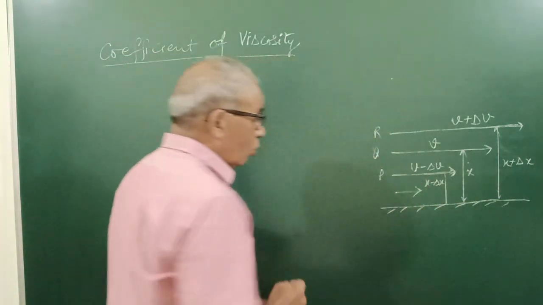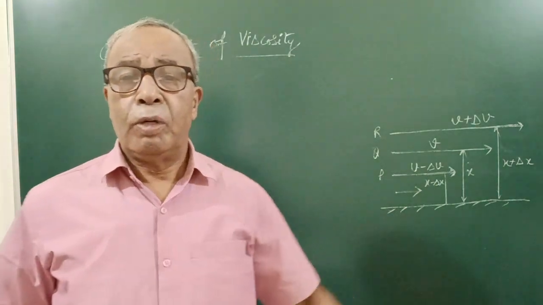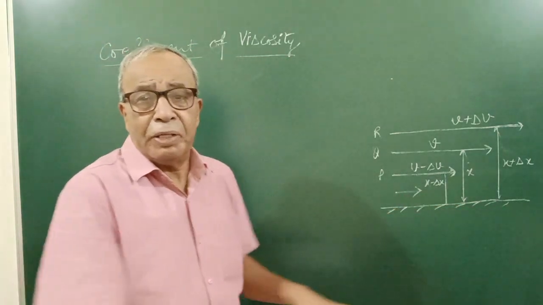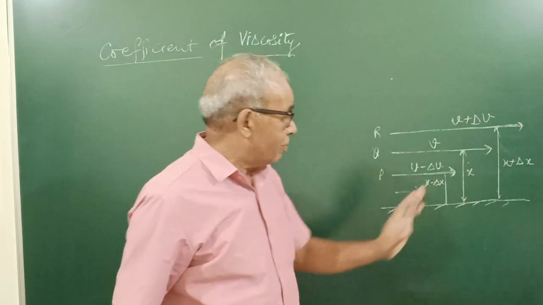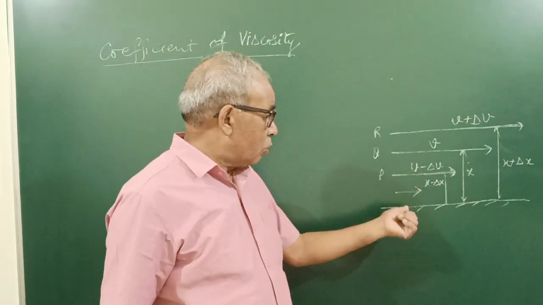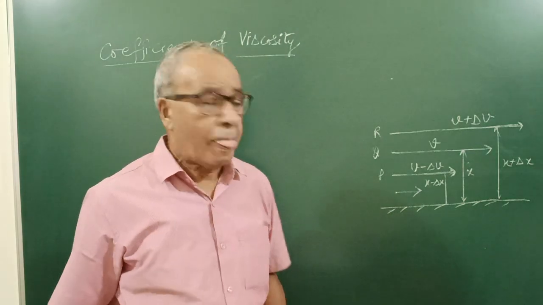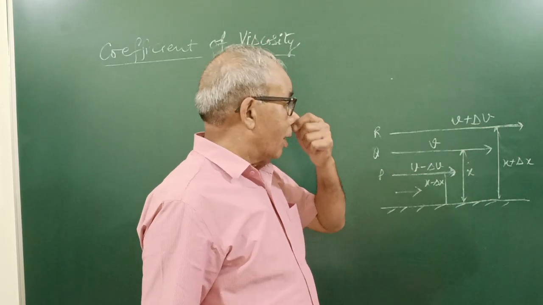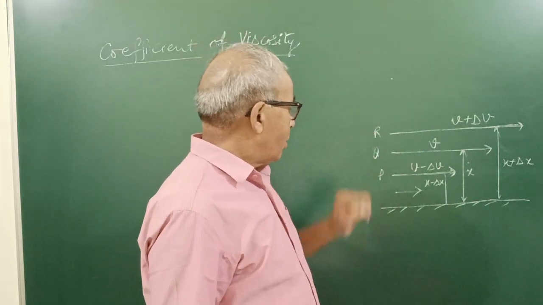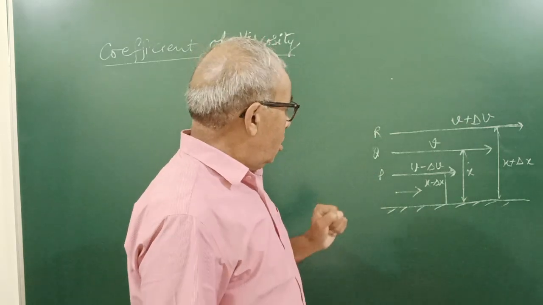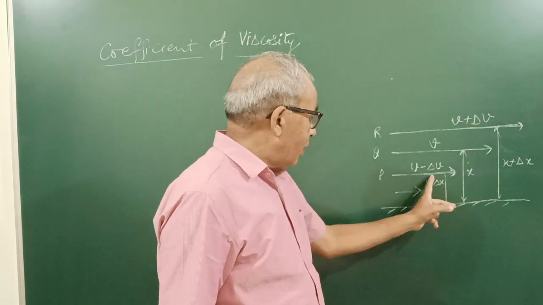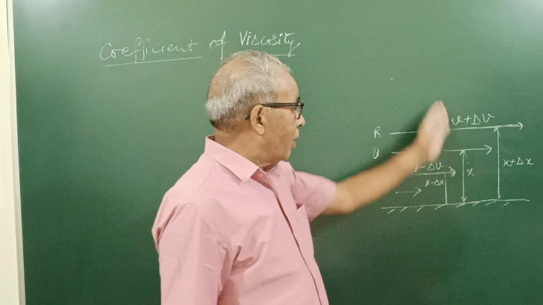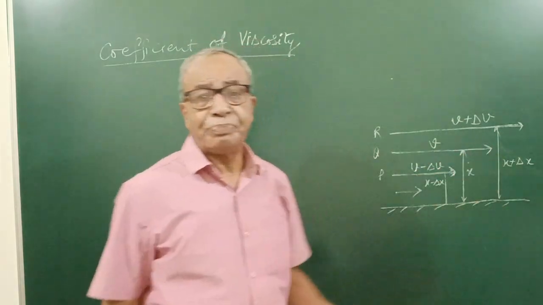Here it is a plane surface, not a line, like the floor of a room or the floor of any river or any canal. It is not a line, it is a surface on which liquid is flowing. The layer of liquid close to the surface is almost at rest, and as we move, the velocity keeps on increasing. The topmost layer R, PQR, I have shown three layers which are at distances x minus delta x, x, and x plus delta x. As the distance increases, the velocity also increases.